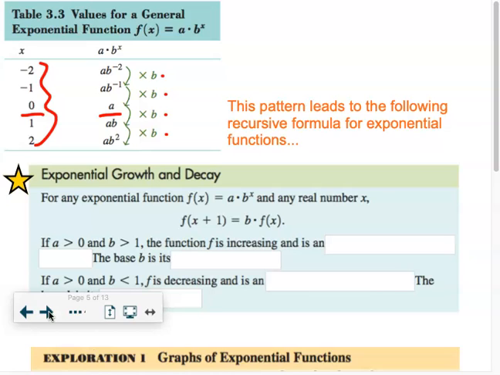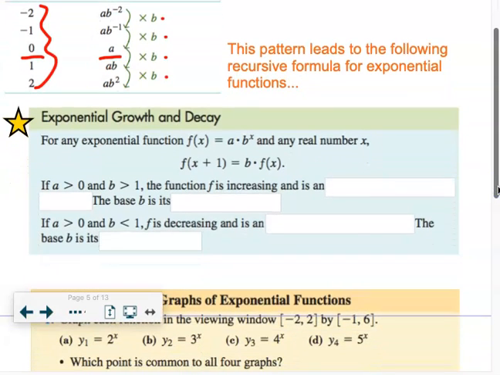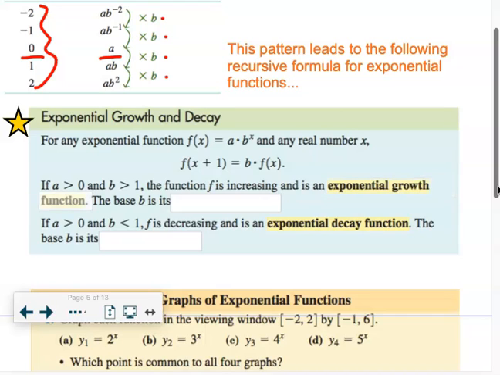If a is greater than 0 and b is greater than 1, the function f is increasing. And the base is an exponential growth function. So a is positive, b is a number bigger than 1. If you're multiplying by a base that's bigger than 1, you're going to experience exponential growth. If a is greater than 0, but your base is less than 1, so it's a fraction between 0 and 1, because remember, we already said our bases are going to stay positive, so fraction between 0 and 1, f is decreasing, and that's an exponential decay function.